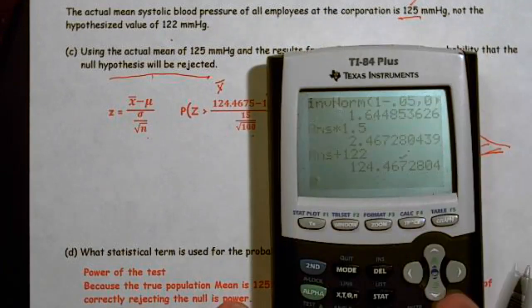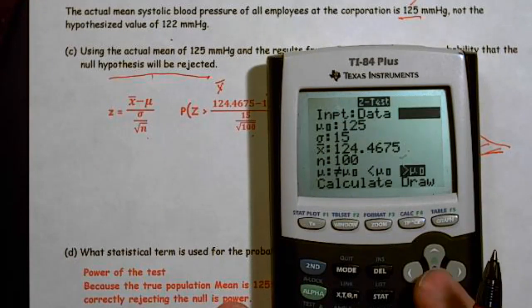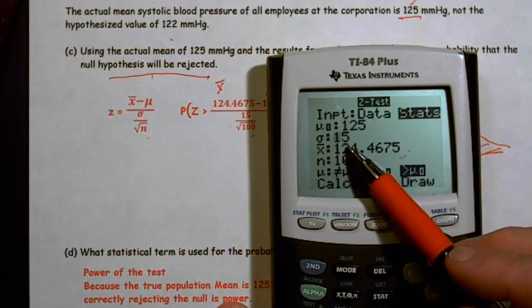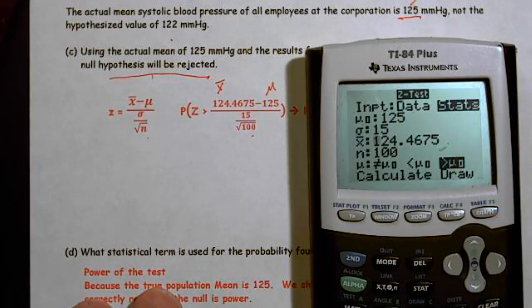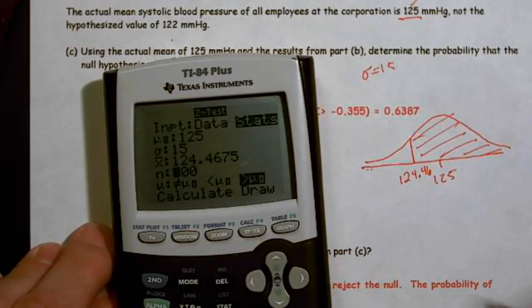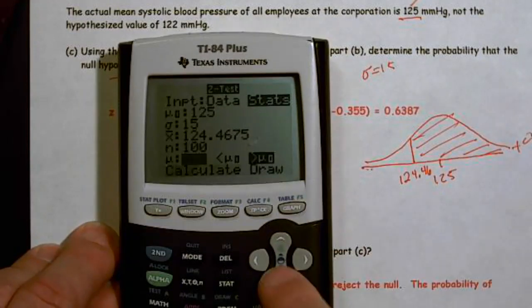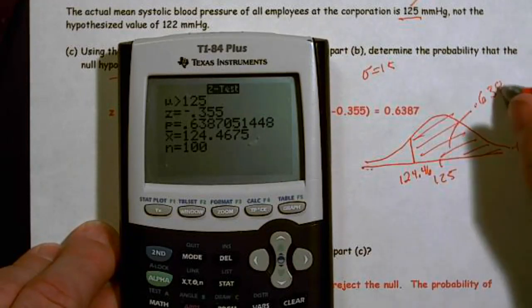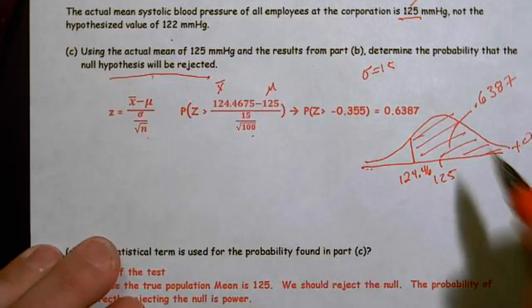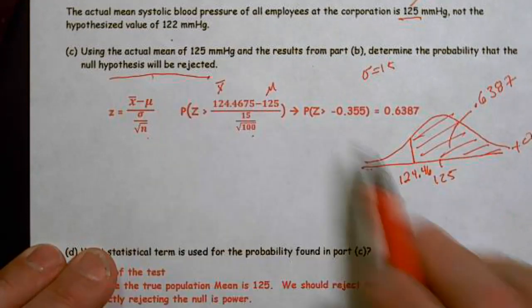So probably the easiest thing to do is go to stat test and press z test. And our mean was 125. Our standard deviation for the population is 15. Our x bar is 124.4675, and our sample size of 100. And we're shading off to the right. Just remember, this goes off to infinity. And when we do that, we end up getting this area being 0.6387.